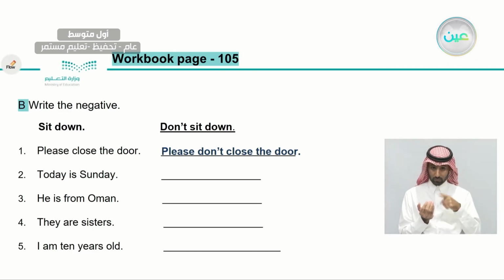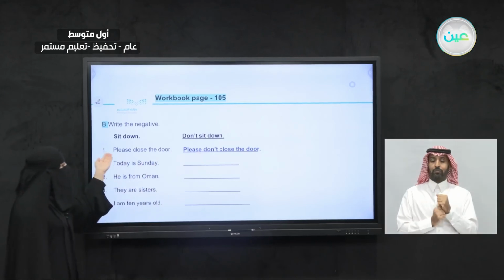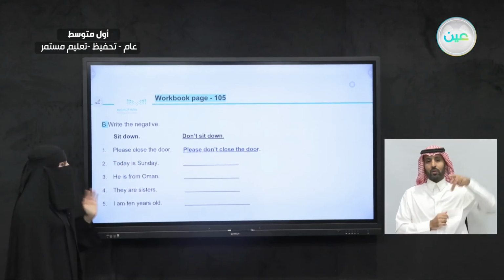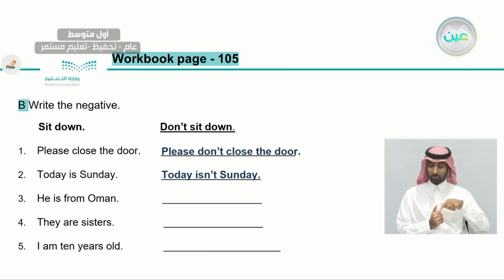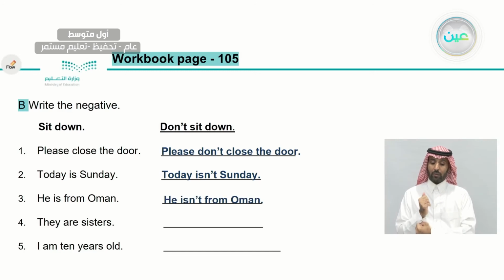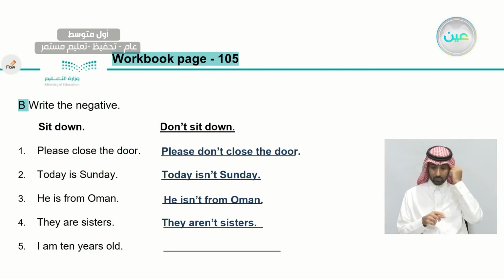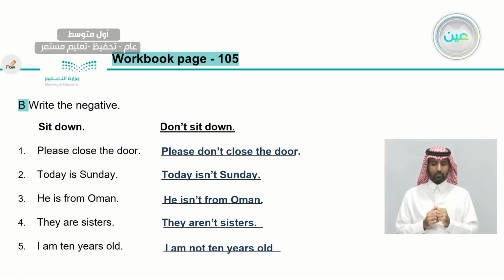Did you notice something? I added don't right here between please and the verb close, okay, to ask you not to do that. Number 2, today is Sunday. Today isn't Sunday. Number 3, he is from Oman. He isn't from Oman. Number 4, they are sisters. How to make that negative? They aren't sisters, and this is the short form of it. Usually, if you want to write it in a full form, are not. I am 10 years old. I am not 10 years old. Okay, double check your answers. Take a moment.